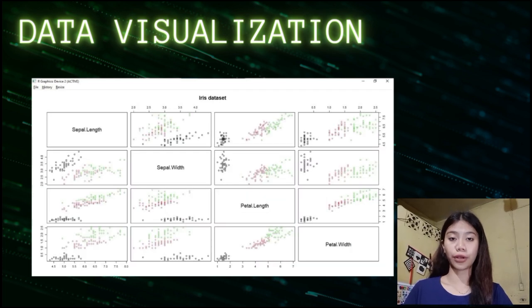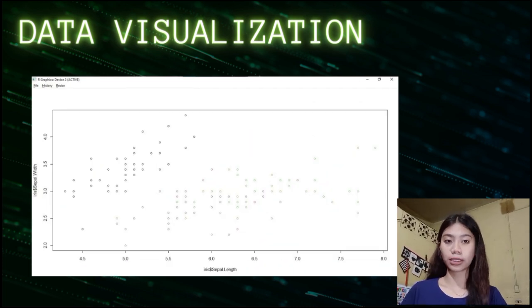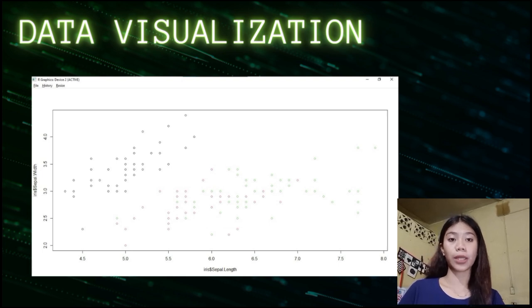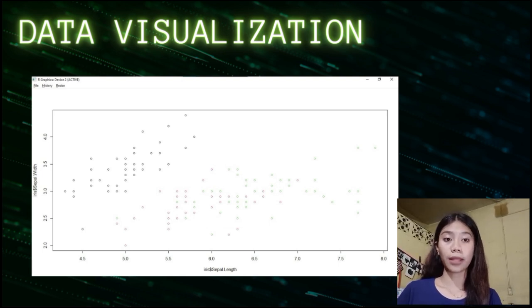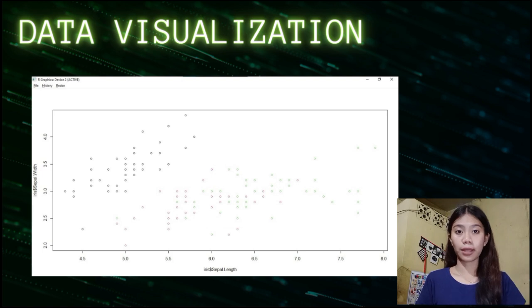In summary, these two plots together help you understand how the measurements of iris flowers vary by species. The pair plot gives a big picture overview of all relationships at once, while the scatter plot zooms in on one relationship, sepal length versus sepal width. Both visualizations confirm that each species has unique measurement patterns, and some features, like petal length and petal width, are more useful for distinguishing between them.